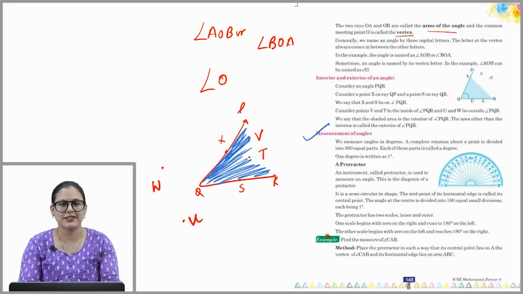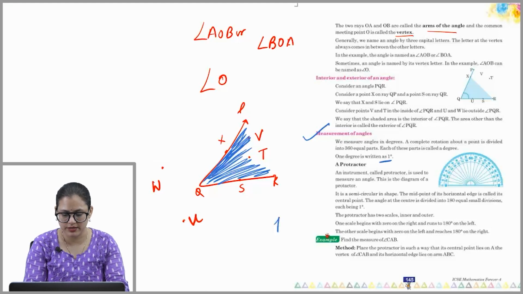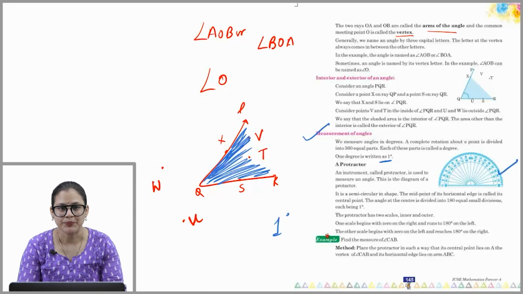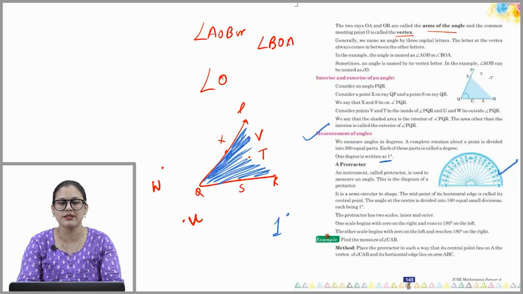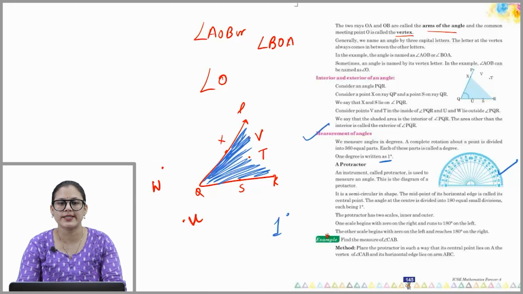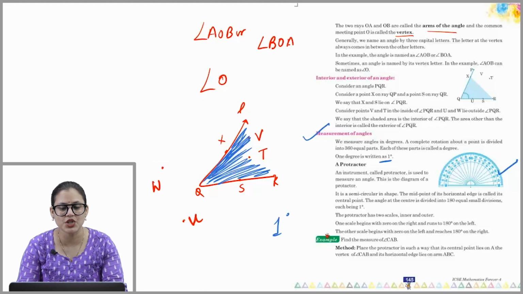Next, measurements of angles. We measure angles in degrees. A complete rotation about a point is divided into 360 equal parts. Each of these parts is called a degree. 1 degree is written like this. An instrument called a protractor is used to measure an angle. This is the diagram of a protractor. It is semicircular in shape, semicircular meaning half of a circle. The midpoint of its horizontal edge is called its central point, this point, okay. The angle at the center is divided into 180 equal small divisions, each being 1 degree.